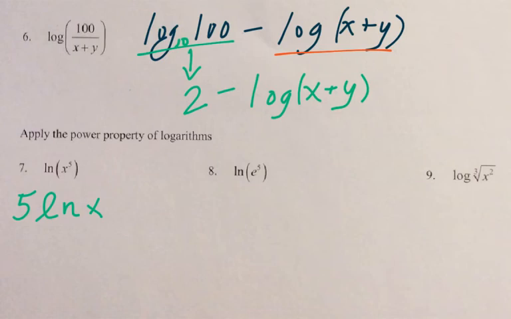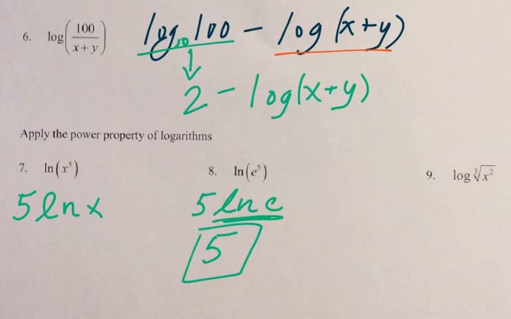Second one, we get natural log of e to the 5th. So that's going to be 5, the natural log of e. E to what power is equal to e? Well, that's going to be the first power. So this is just the same thing as 1. 5 times 1 is just 5. So this is your answer for number 8, fully simplified.